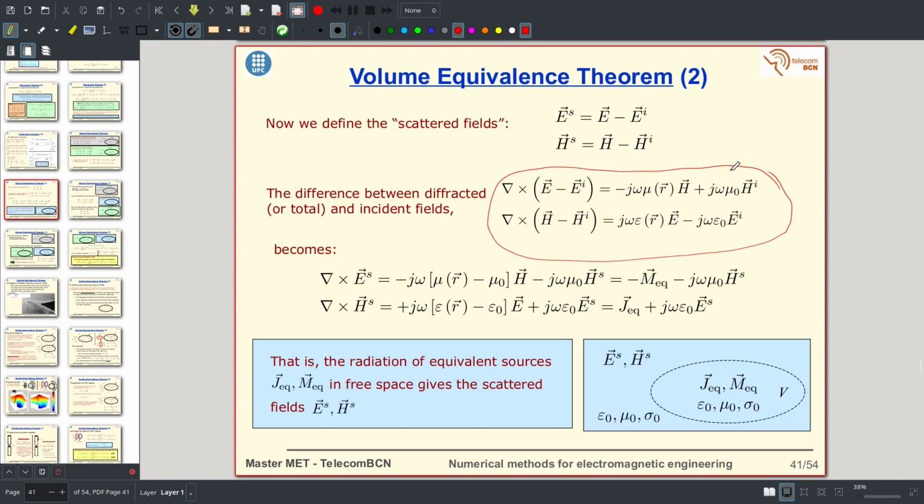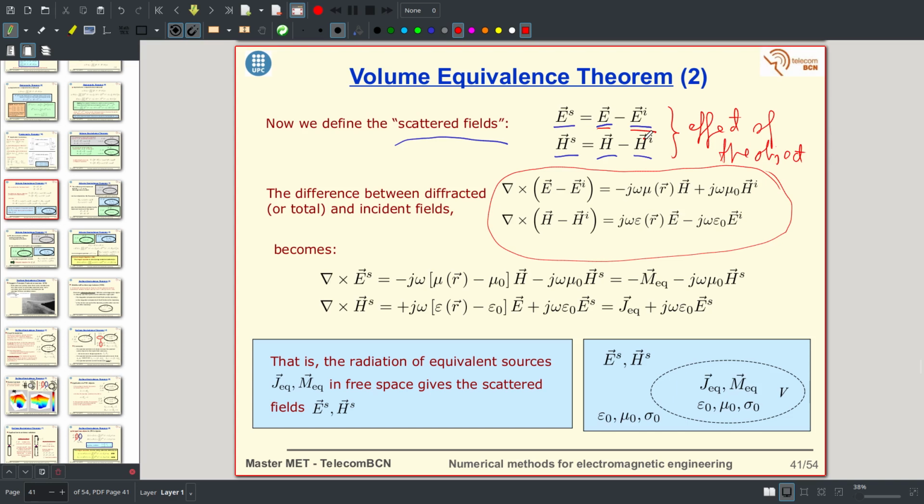These are the same equations that we obtained in the previous slide. And now we define, very important, the scatter fields. We define the scatter fields here as the difference between the fields with the object minus the incident fields, that are the fields without the object. That is, these scatter fields take into account the effect of the object, because they are the fields with the object minus the fields without the object.